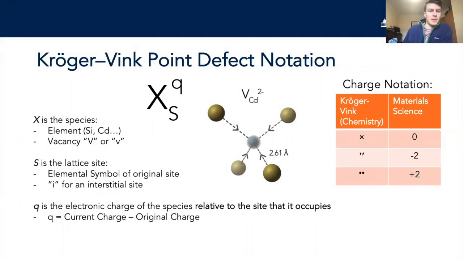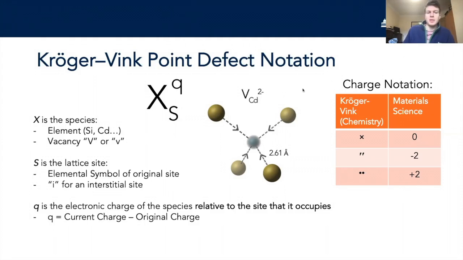And then finally, the superscript Q is the electronic charge of the species relative to the site that it occupies, so relative to the original charge of that site. So Q is just the current charge minus the original charge. For example, in this case, if our original cadmium atom had a +2 oxidation state and now has an overall 0 oxidation state, we say that it's in the 2- charge state because it has 2 extra electrons relative to the original oxidation state.